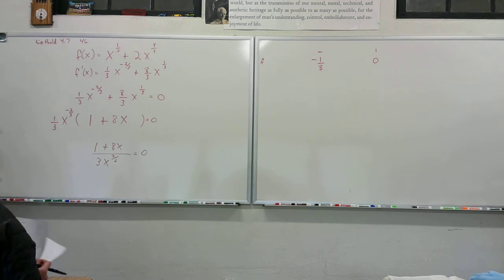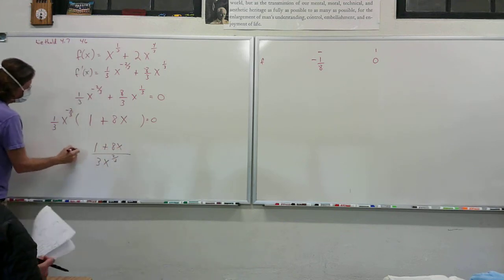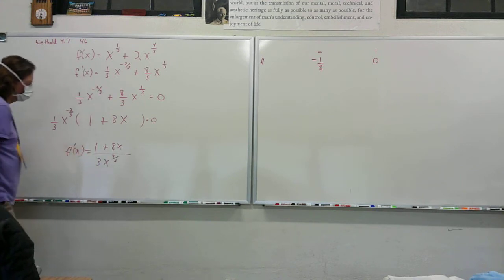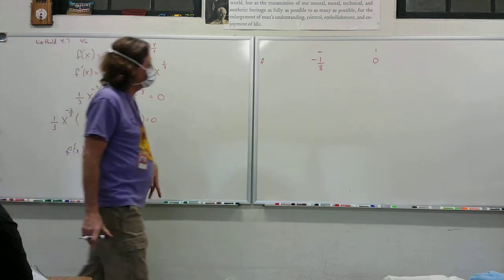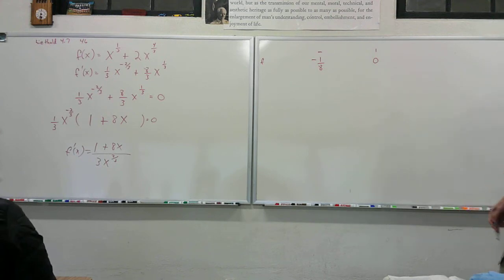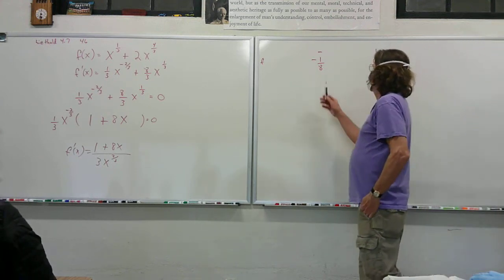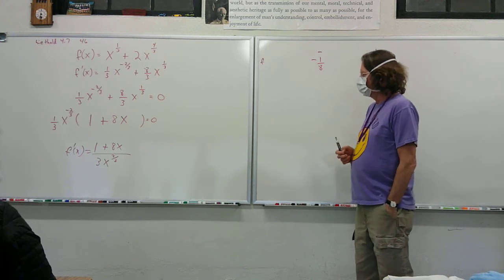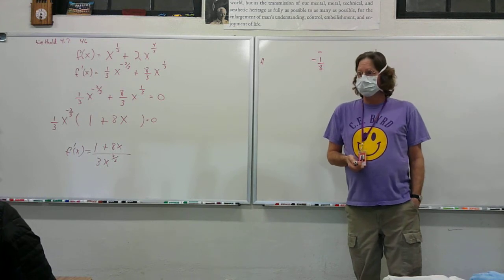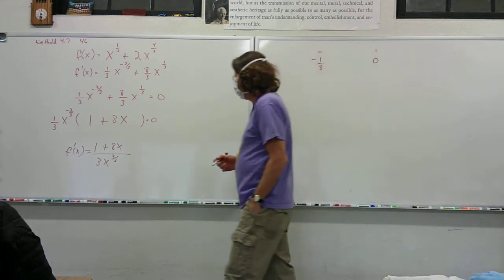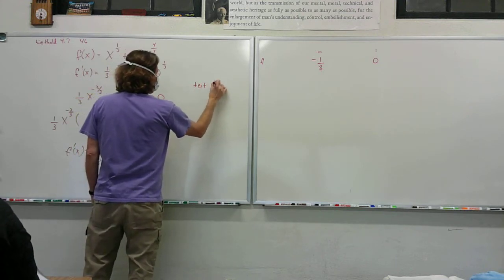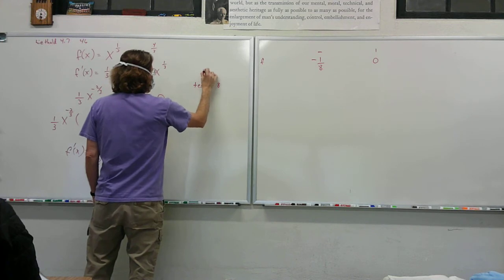Now, since this is f prime of x right here, what we're going to do is you have to pick numbers to test in your derivative. We're going to make our little chart. Pick a number smaller than negative 1/8. Negative 8. Is negative 8 smaller? Yes, sir. Let's take negative 8. Let's test negative 8 in our first derivative, f prime.